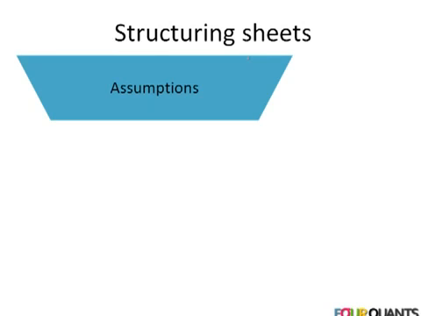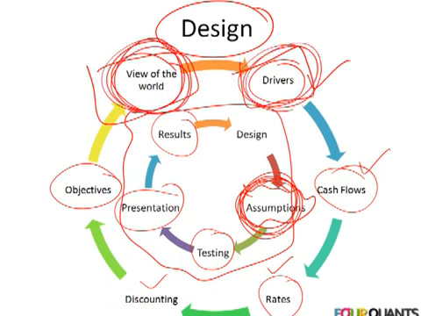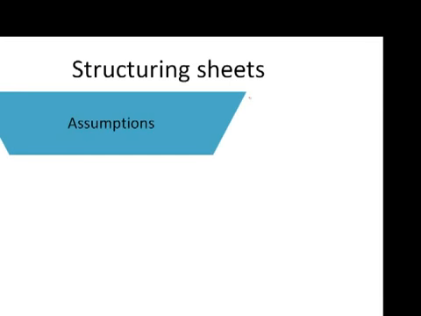So when we talk about structuring Excel spreadsheets, we start off with assumptions. And assumptions, if we go back to the previous sheet, are directly linked to our view of the world and our drivers, right? So assumptions, view of the world, drivers. So the first step in structuring our sheets is to figure out what are the primary assumptions that we need to work with and how would they change and how would their sensitivity be tracked, right?